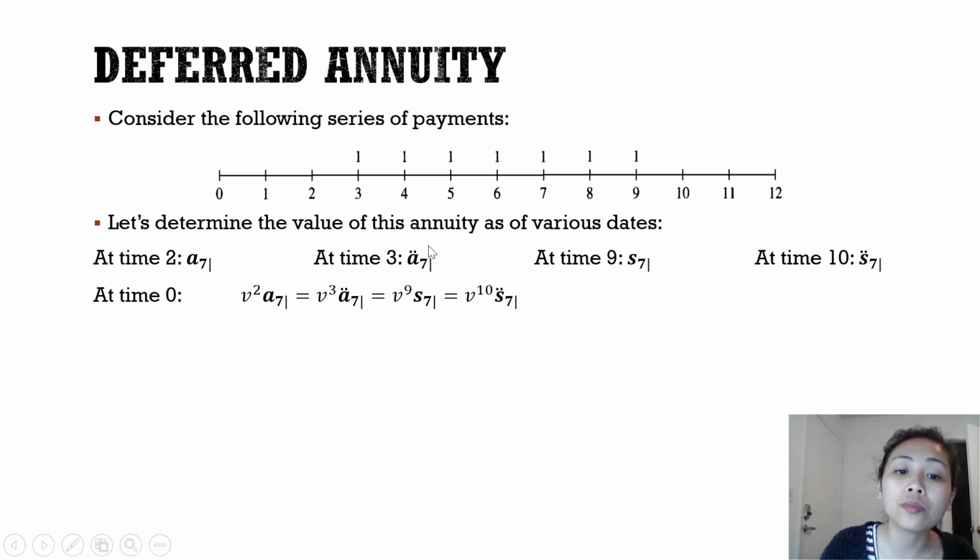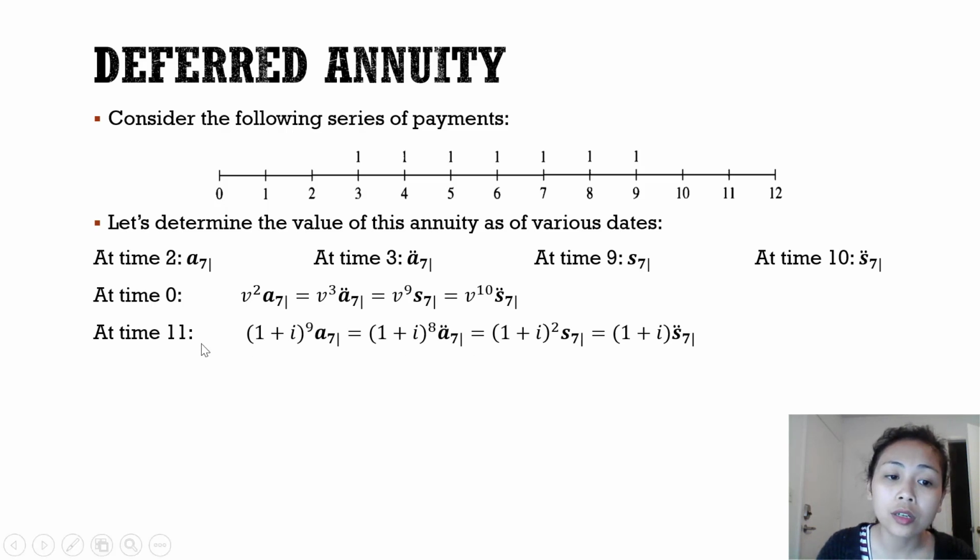And similarly, if you bring the value of this annuity at time 3 to time 0, you have to multiply by v cubed, and similarly for s7 and ä7. So that's how you determine the present value of an annuity with the first payment starting at a different time.